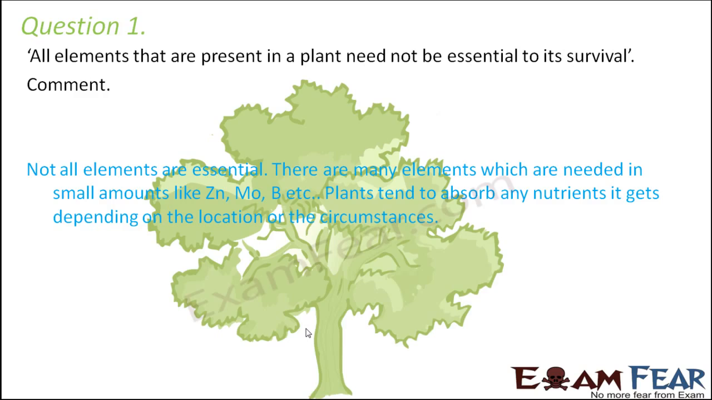So we can say not all elements are essential. There are many elements which are needed in small amounts like zinc, molybdenum, boron, etc. Plants tend to absorb any nutrient it gets depending on the location or the circumstances.